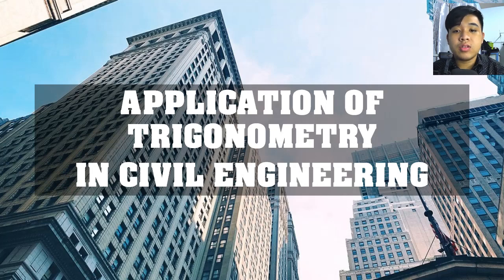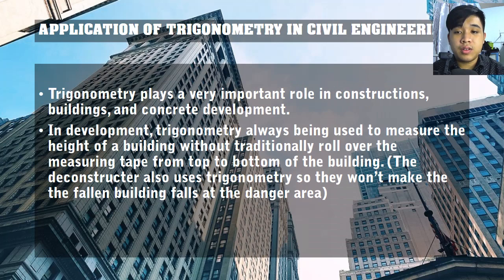Alright, I'm going to talk about the application of trigonometry in civil engineering. First of all, trigonometry plays a very important role in construction, buildings and concrete developments, whether governmental or non-governmental. In development, trigonometry is always used to measure the height of the peak of the building. In addition, demolition workers also use trigonometry to ensure that the falling of the building is estimated to be in the safe area.